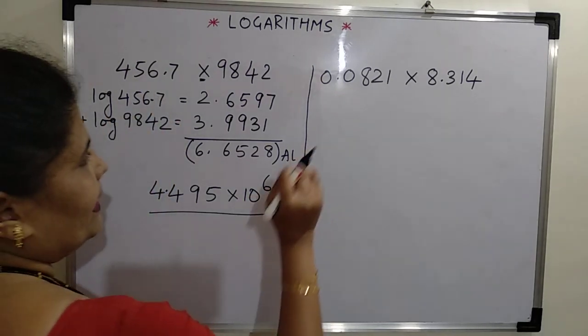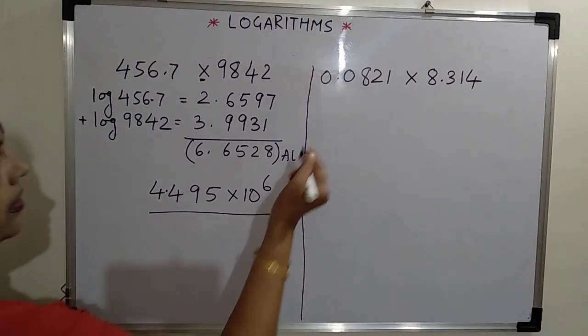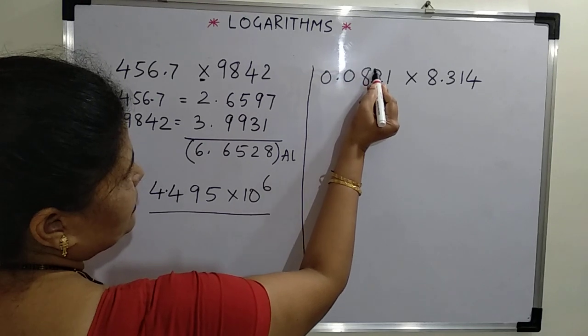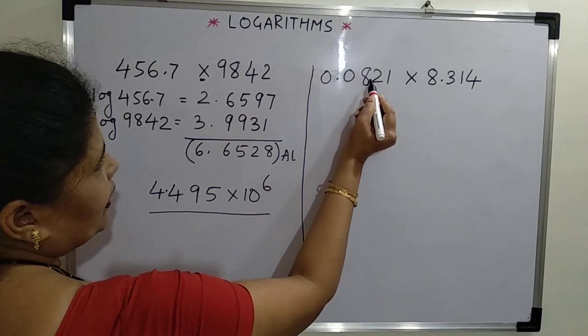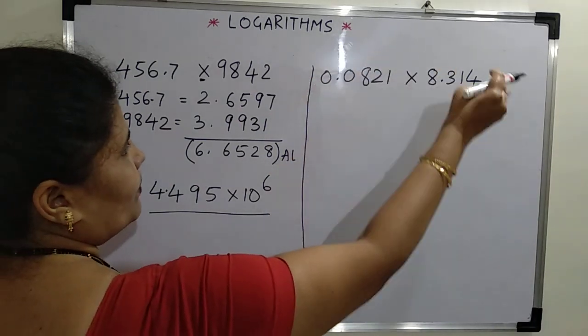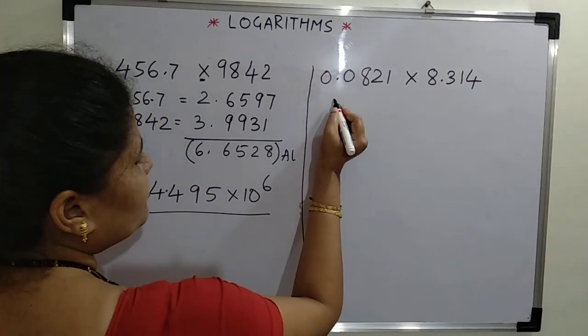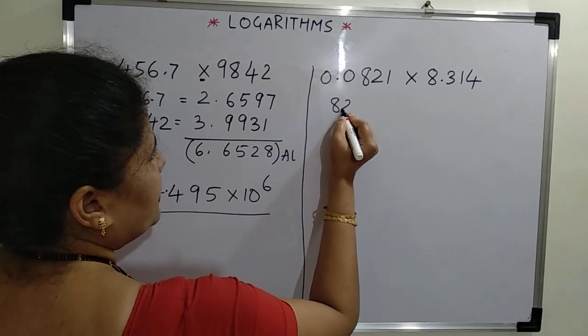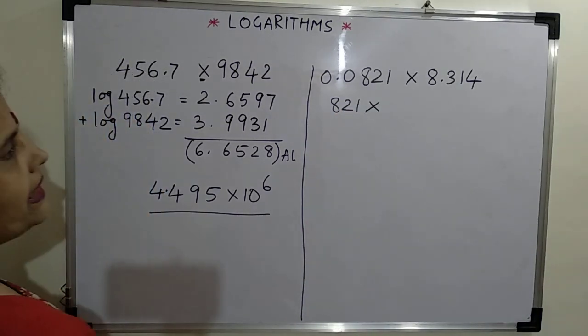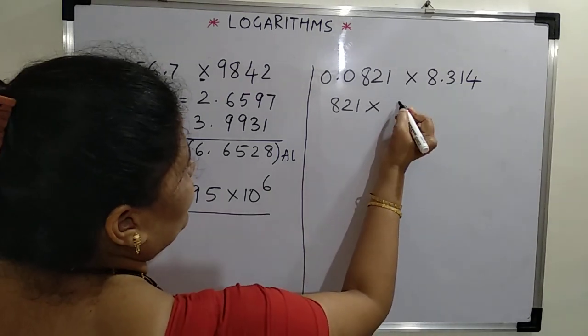Now come to this problem. As I have explained earlier, you are supposed to move this decimal up to the first digit. But if you are not comfortable shifting the decimals, just remove the decimal from the calculation. So I can remove the decimal in this way. 821, this is the next method. If you are not comfortable with the previous method, you can use this method also.